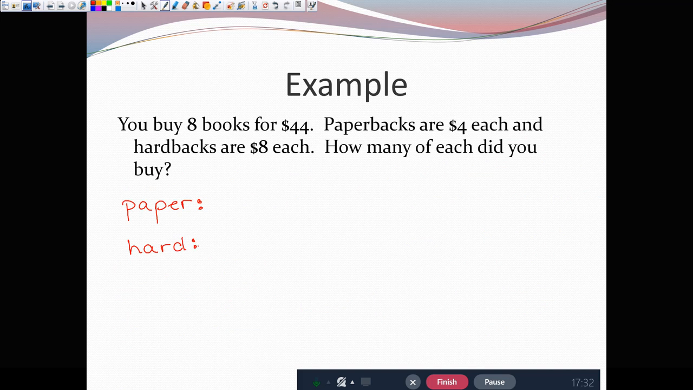My paperback books are the least amount of money, right? So that's going to be identified as my variable, my single variable, x.